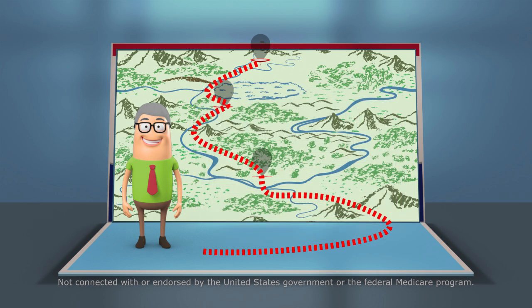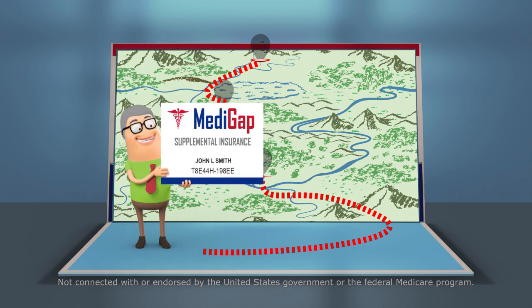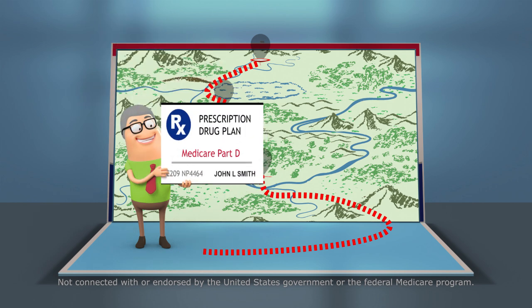To summarize this first path, assuming you make all three stops, you will end up with 3 cards to use to help pay for your health care. You'll have your Medicare card issued by the government, your Medigap supplemental insurance card issued by the insurance company you select, and your prescription drug card, also issued by an insurance company.